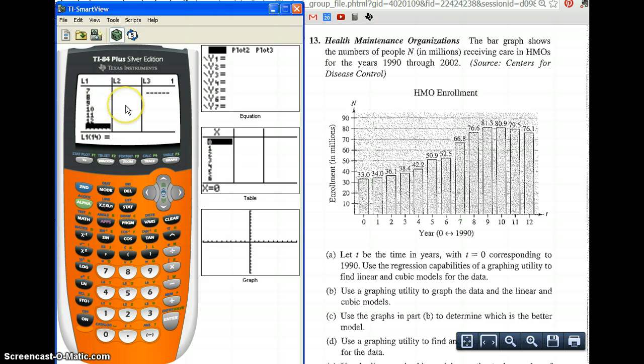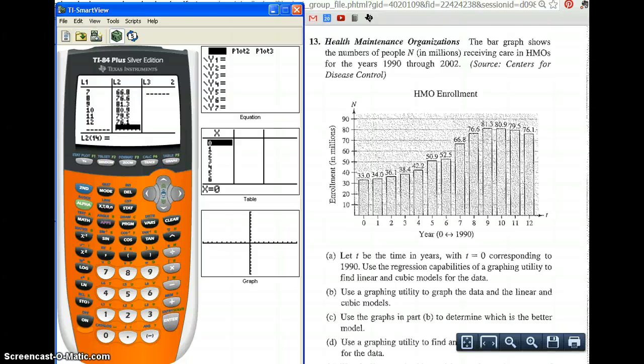And then in list 2, I'm going to put, as it says, these are the number of people in millions. I'm going to put the people in millions. So let's enter that next. So the first one for your 0 or 1990 would be 33. You don't have to put the point 0 because even if I do, notice it just goes back to 33. Okay, we now have all of the people in millions entered into list 2, and it says first find the linear model.